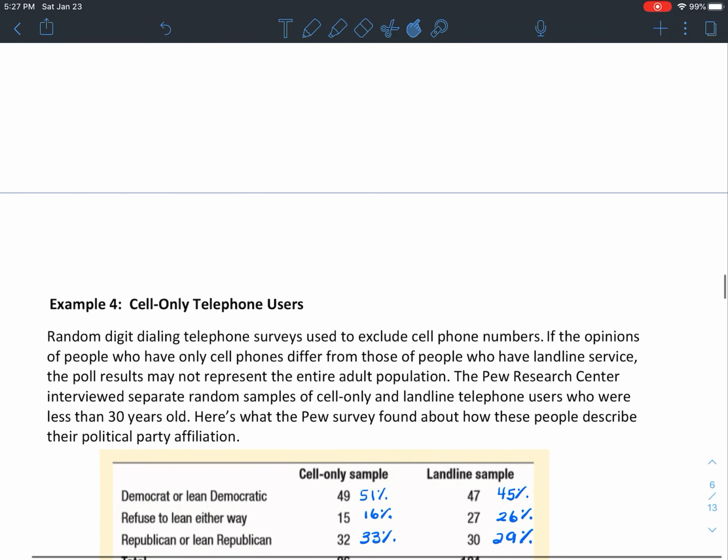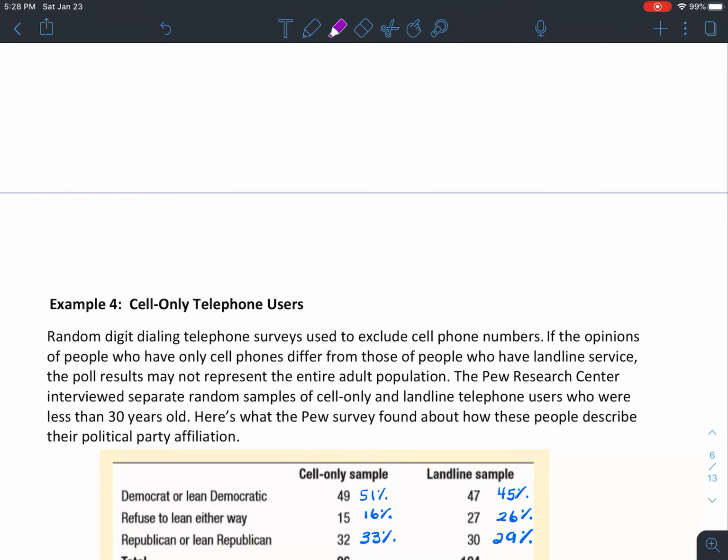Let's just go ahead and look at the next example here in the notes, talking about cell phone users. It says random digit dialing telephone surveys used to exclude cell phone numbers. If the opinions of people who have only cell phones differ from those of people who have landline service, the poll results may not represent the entire adult population. So the Pew Research Center interviewed separate random samples.